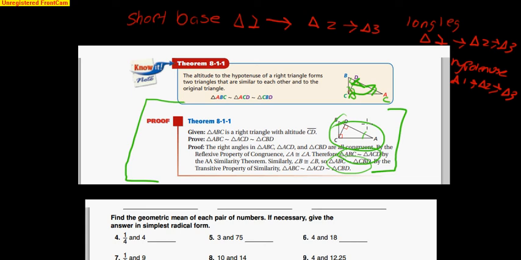And you start to piece it together, and you look at these examples, and you look at the similarity statements they give us. I'm sure you can figure that out. So I hope this helped, and if you have any questions, let me know.